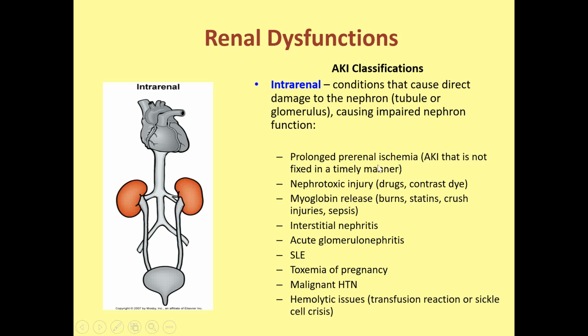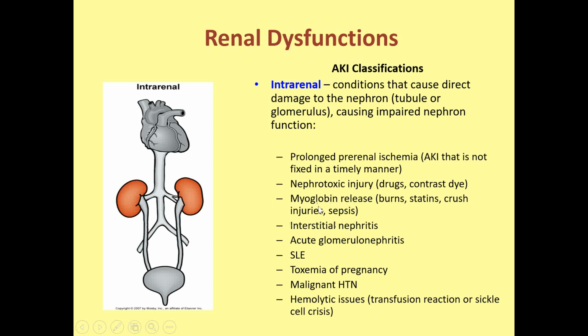And if it's not fixed quickly, then the kidney can then move into intrarenal failure. So essentially, pre-renal failure that's not fixed in a timely manner will result in intrarenal failure. Nephrotoxic injury is kidney failure that occurs because of drugs such as the NSAIDs, penicillins, gentamicin. Just about many drugs do cause or can cause kidney injury. And then contrast dye is another drug that can cause nephrotoxic injury.